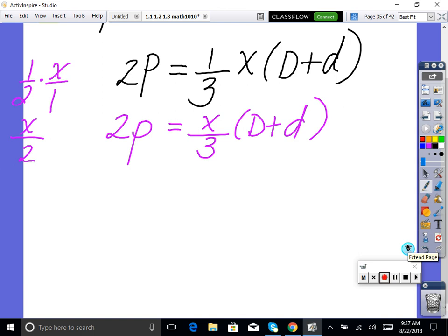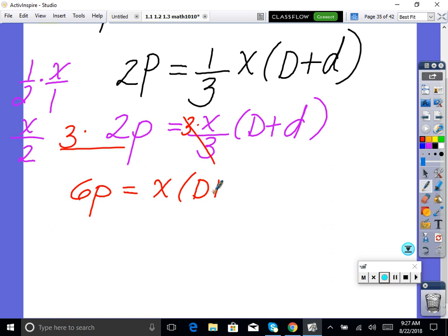That's a problem, right? Yeah. So we gotta undo. How do you undo division? Multiplication, times by 3, times by 3. So isn't 3 over 3 gone? So now we have 6p is equal to x times big D plus little d.